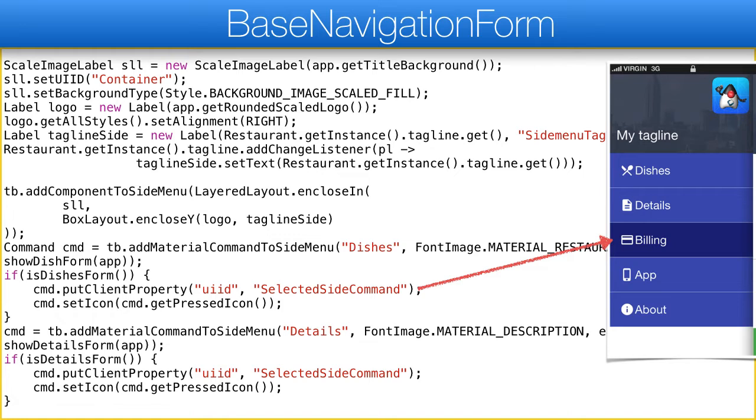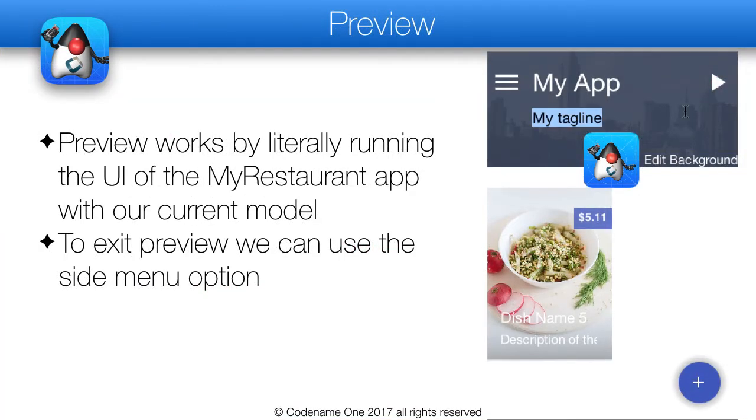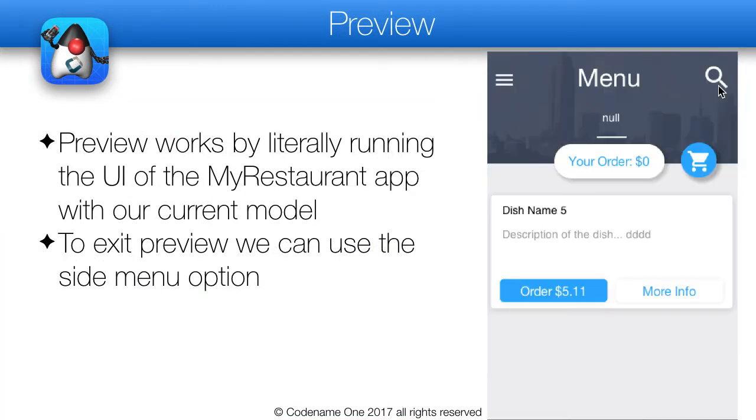But there is a problem. Since the commands use a material design command icon, it's determined before the UIID has time to take effect, and the icon would have the lighter background color. The hack is to use the pressed icon for the icon, as it will look exactly like the selected side command in this case. The last feature in this module is preview.